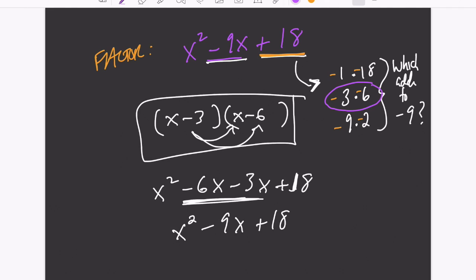And sure enough, I have x squared, which I got by multiplying these x's. I have negative 9x. I have positive 18. So we know that we did it right. We can check to make sure we factored it correctly. But just remember, this is actually your answer. Your answer is what were the factors, that binomial and that binomial. Those were the factors that if we multiply them together will give us this trinomial for a product.